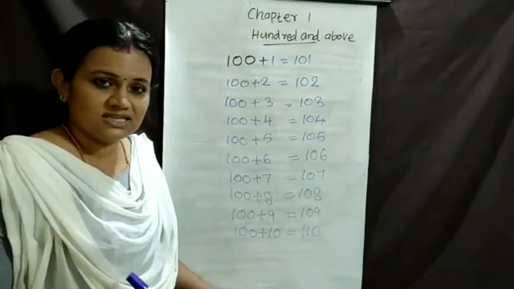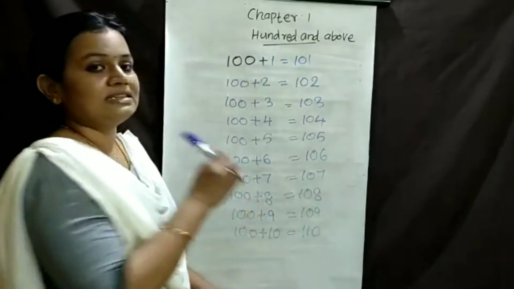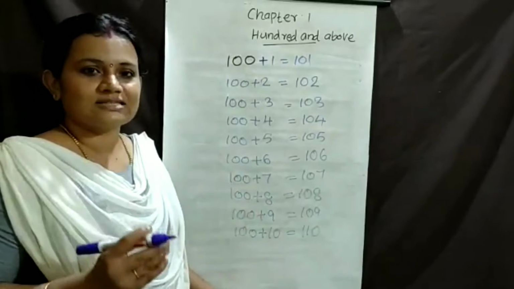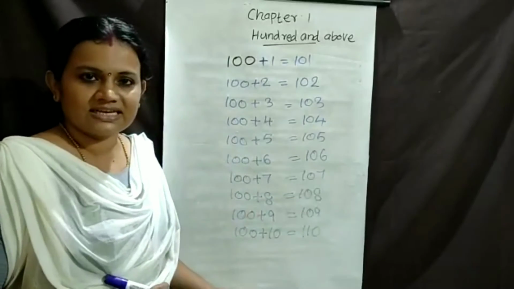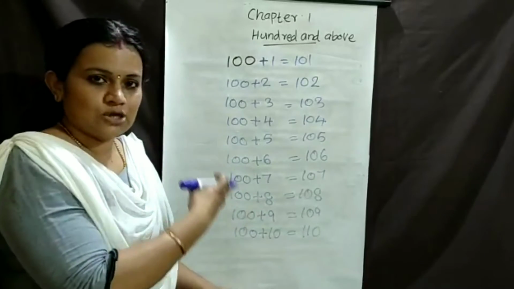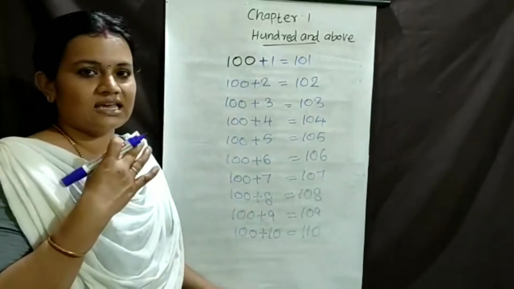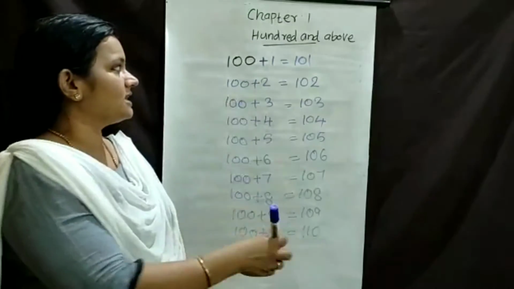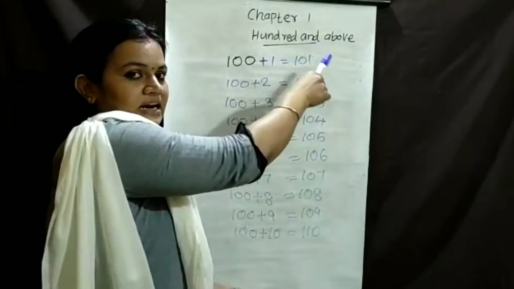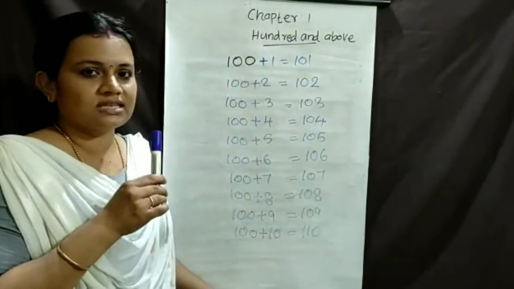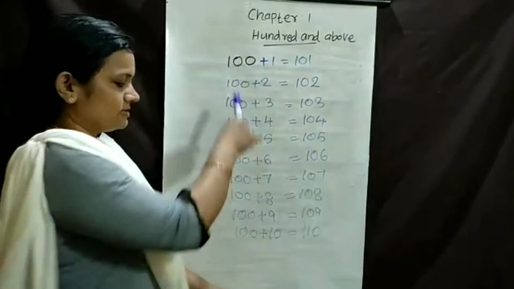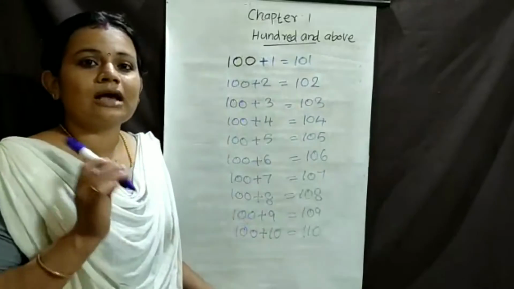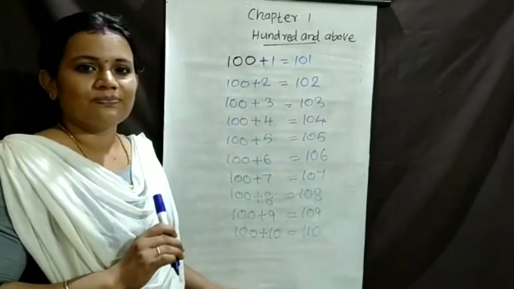First of all, you watch this, you study this one, then you open your maths test book and do that activity. Some hundreds notes and some coins are given. Then on the next slides, write 100 plus 1, 101. One or two examples are given. So first you study this, then you should complete your test book.